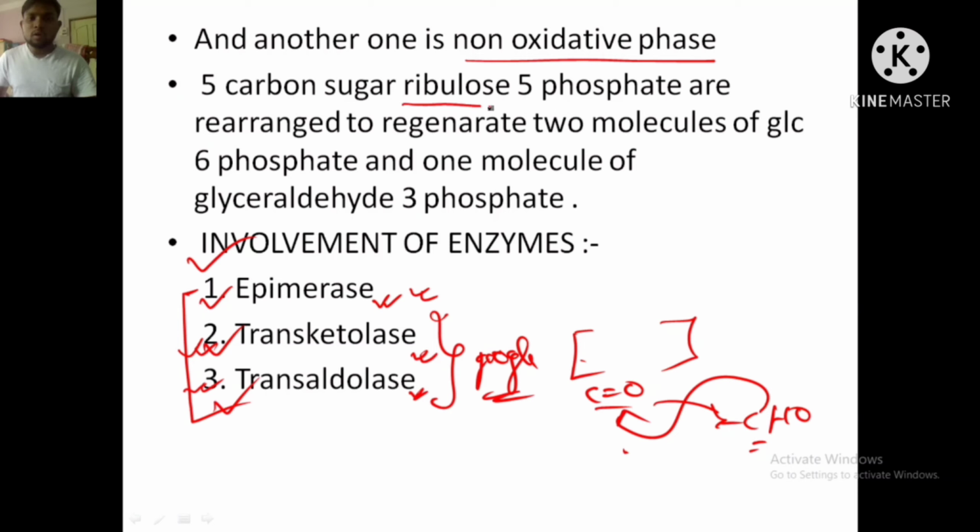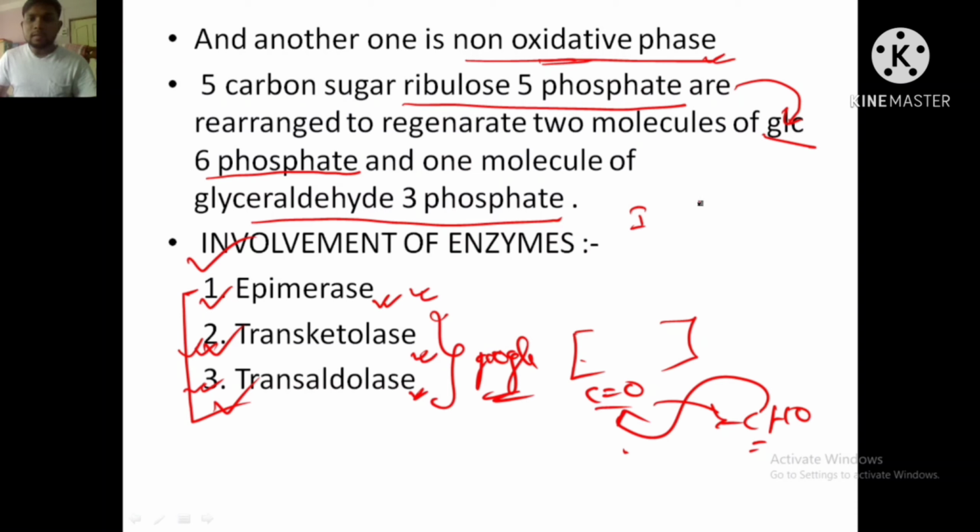in oxidative phase we got ribulose 5-phosphate, right? This ribulose 5-phosphate now gives rise to glyceraldehyde 3-phosphate and glucose 6-phosphate. We are getting back glucose 6-phosphate from ribulose 5-phosphate by the help of non-oxidative phase. As I told you, oxidative phase is not reversed back. But if it is not reversed back, we are getting back glucose 6-phosphate by another pathway, that is non-oxidative stage of the pentose phosphate pathway.